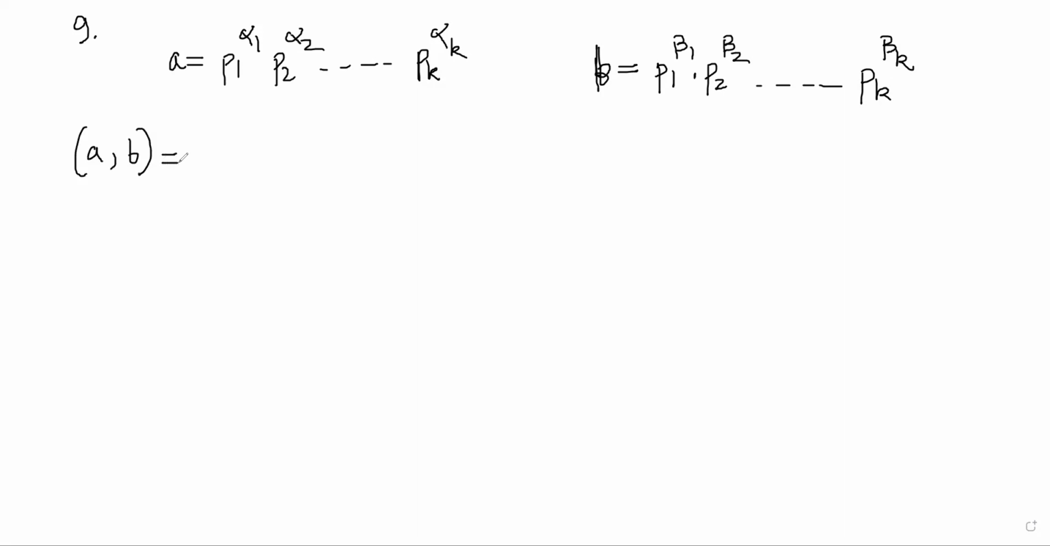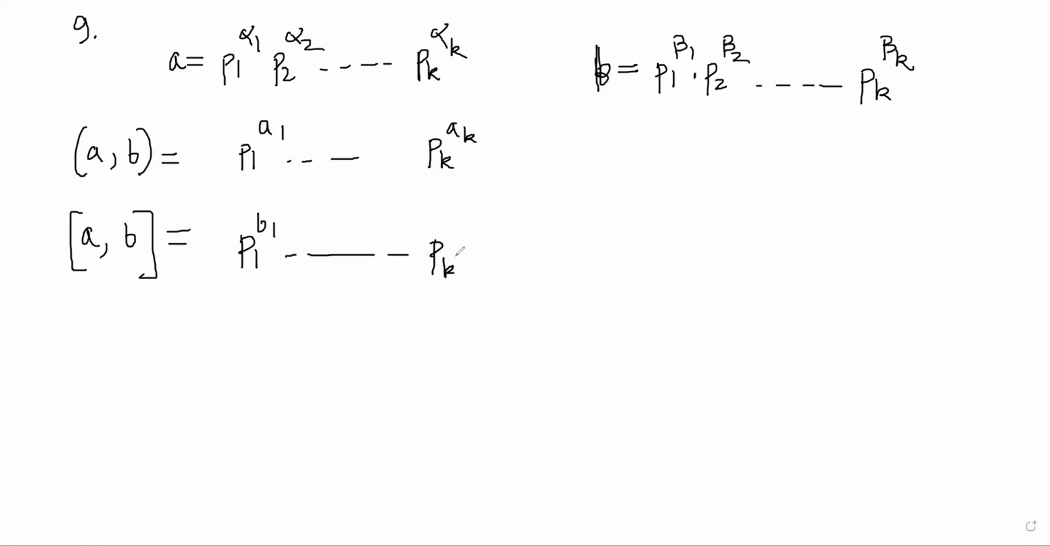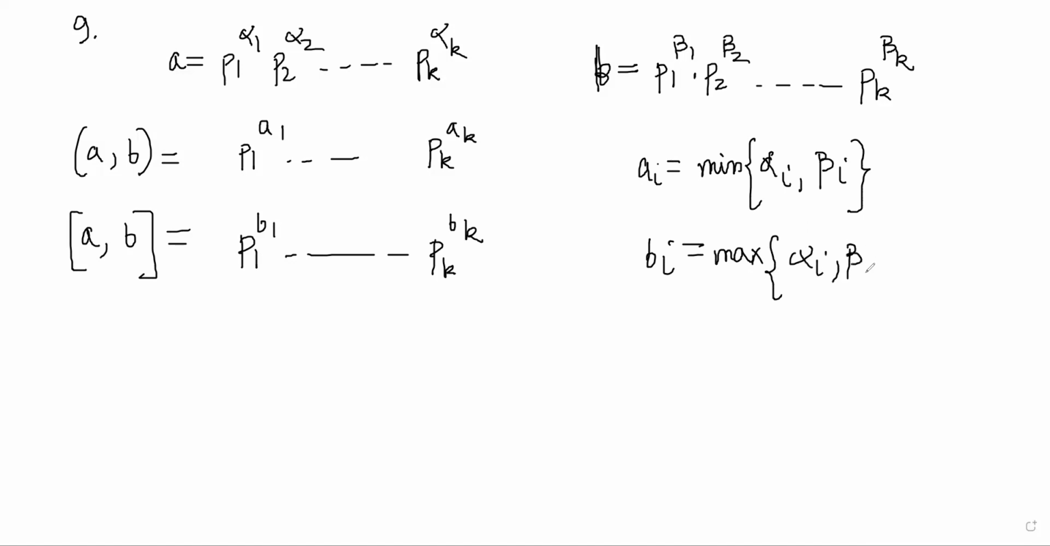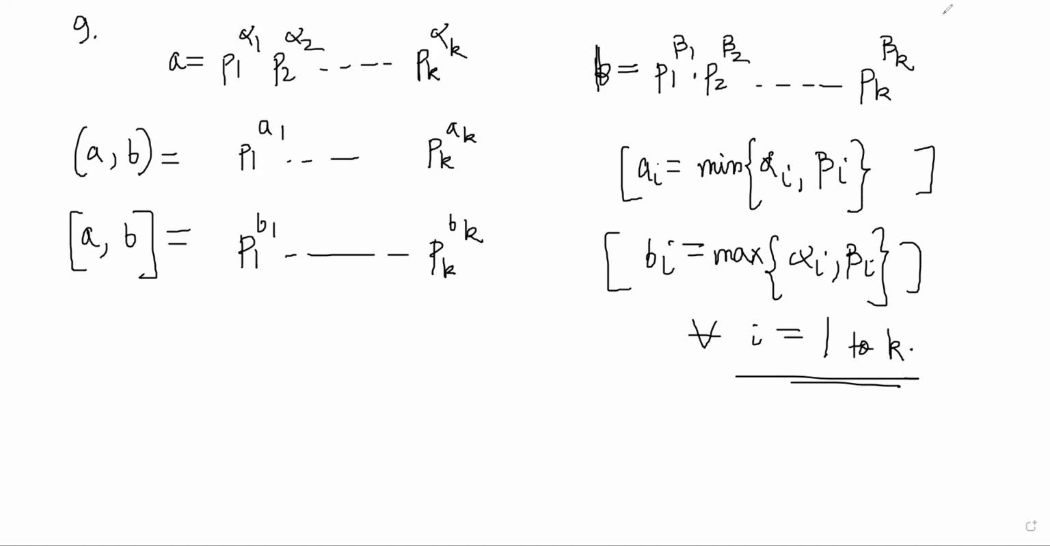Then the GCD of A and B is basically p1 power a1 till pk power ak, and the LCM of A and B is p1 power b1 till pk power bk, where ai is the minimum of alpha i and beta i, and bi is the maximum of alpha i and beta i for all i from 1 to k. ai and bi are the minimum and maximum values of these two prime factorizations' exponents, and after that you're constructing the LCM and the GCD in this way, right?